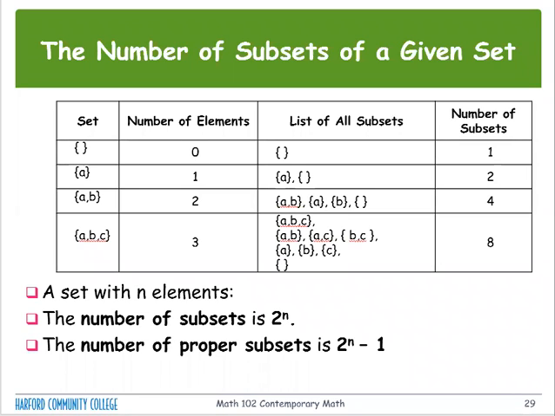The number of subsets of a given set, from the table as you see on the left-hand side. If we are working on the empty set, which has no member, or zero elements, then we can list our subset as just itself. Therefore, we can say the number of subsets is 1.